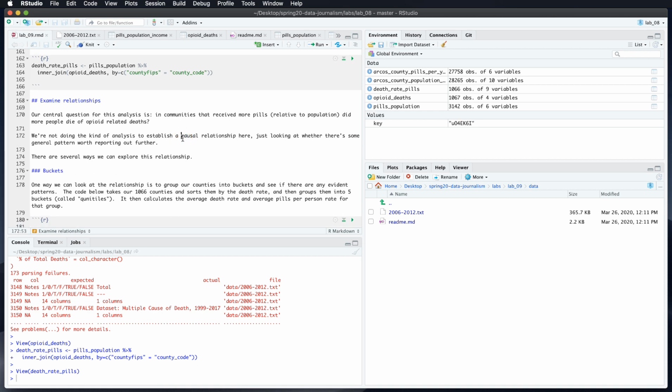This is pretty important here. What we're not doing in this kind of analysis that I'm about to describe is establishing a causal relationship. We're not saying that places that got more pills caused more people to die. We haven't really done the work to do that, and there may be a host of other factors to go into it. But from a news perspective, it's still interesting in determining whether or not there's some sort of general pattern here that we could use to go ask more probing questions to flesh out a story.